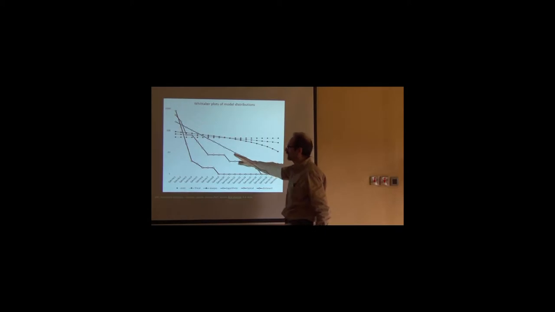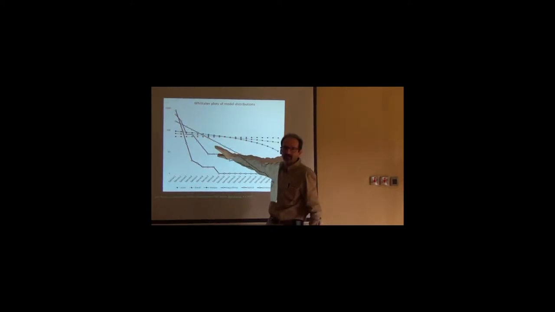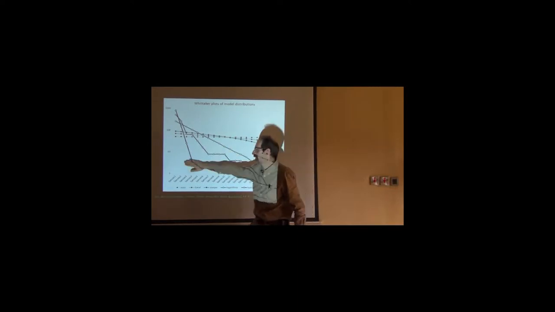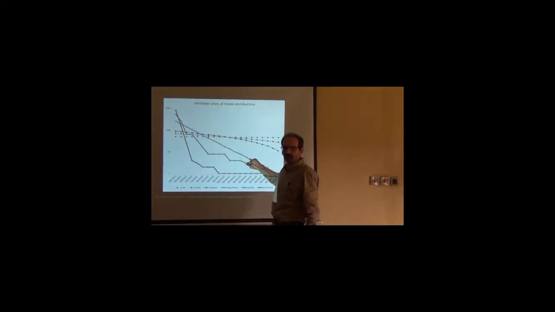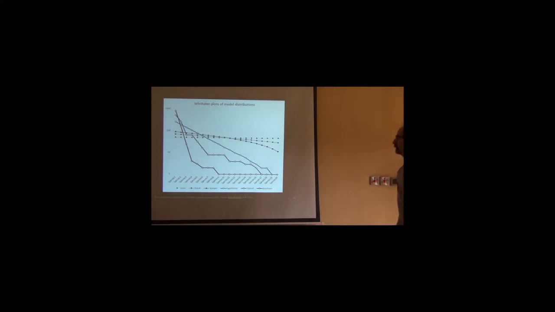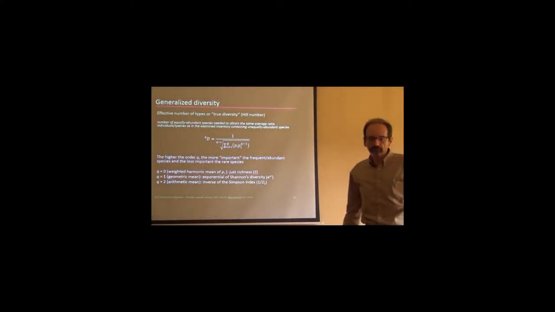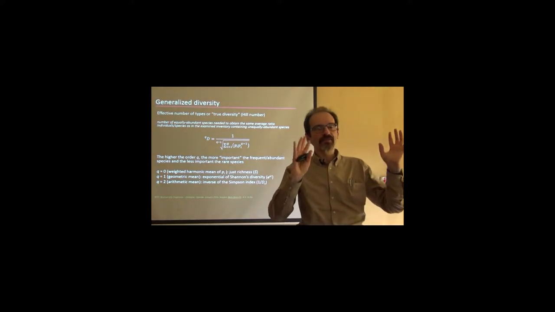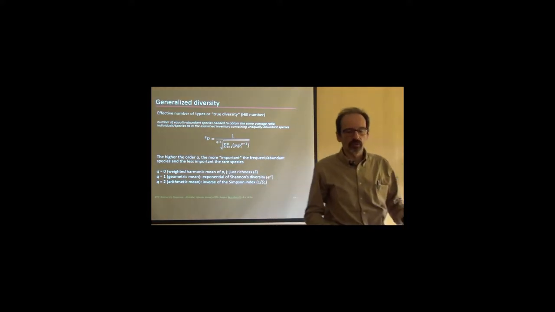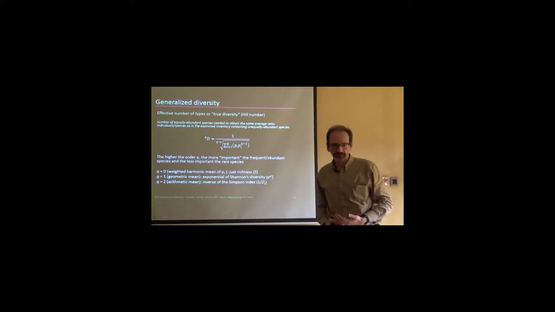This straight line here corresponds to exactly what? It's quite easy to see. If this is a log scale and this is a straight line, this is which distribution? This is the logarithmic distribution. So, how do we measure this? How do we represent this curve? We use a diversity measurement.